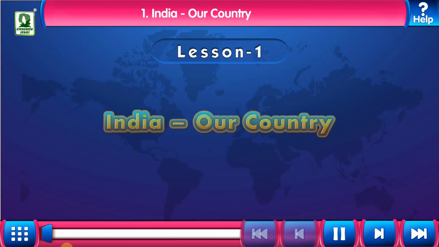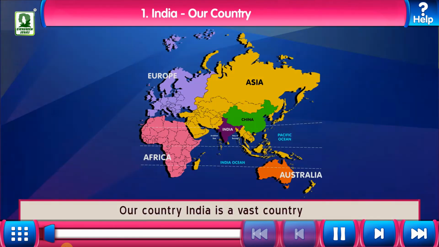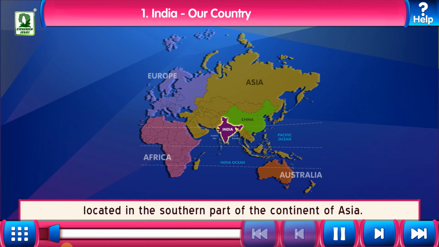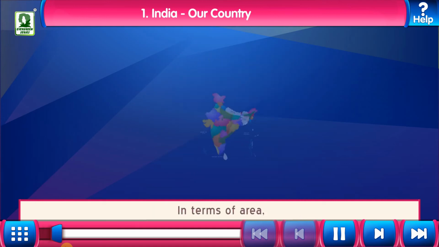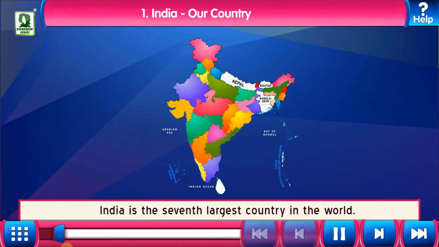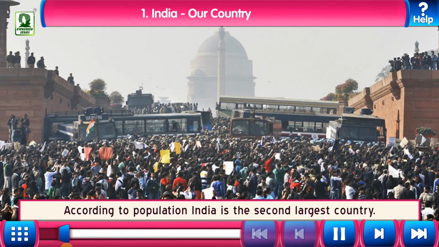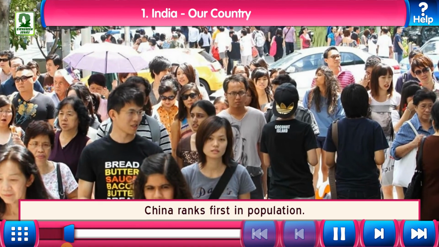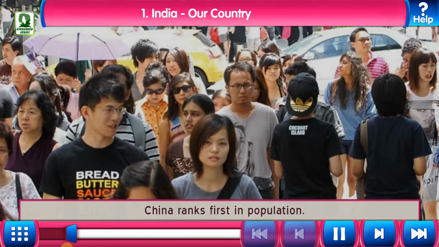Lesson 1. India, our country. Our country, India, is a vast country located in the southern part of the continent of Asia. In terms of area, India is the 7th largest country in the world. According to population, India is the 2nd largest country. China ranks 1st in population.